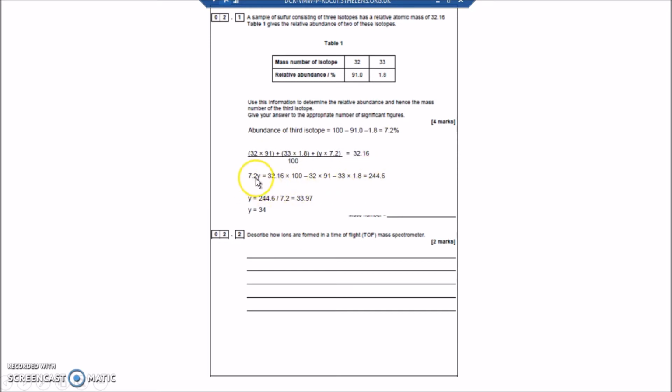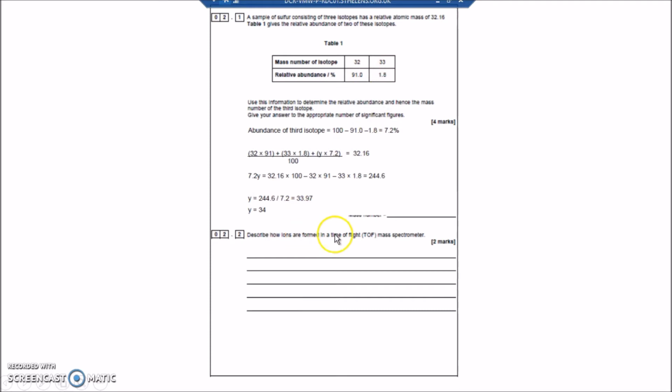Divide both sides by 7.2, so y is 244.6 divided by 7.2, 33.96. It's got to be two significant figures. It's got to be a whole number essentially, because isotopes can't have odd numbers, so we'll round it up to 34. So its mass number is 34.